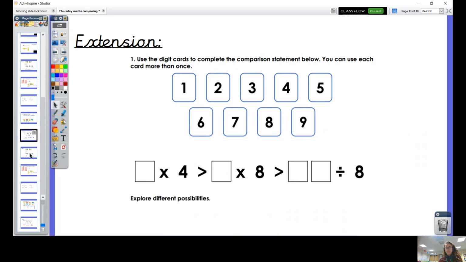And now I'll go through the answers. So I'll flick through the slides again, pause when you need to, just to mark your work.